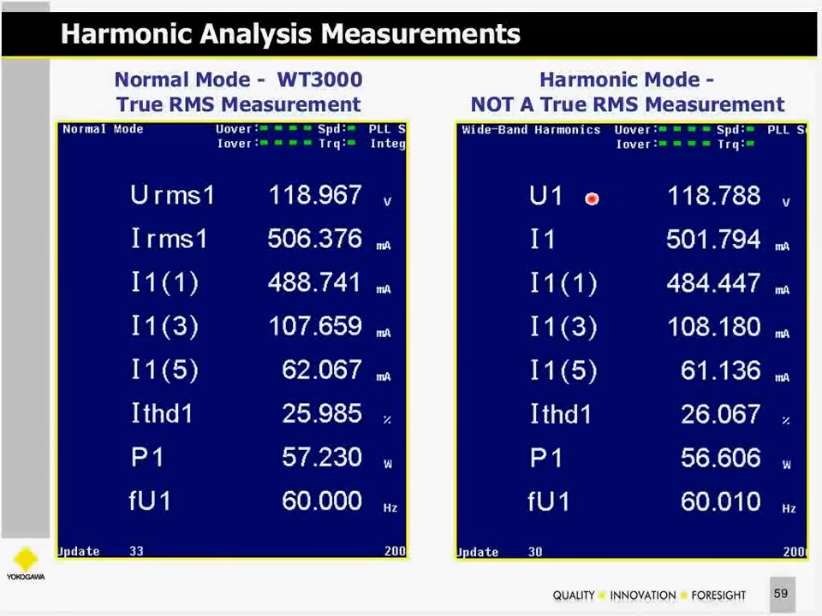If we compare it to some of the older instruments where we went into a harmonic mode, where we calculate the voltage just over the total number of harmonics, you can see this is where the difference comes in. A little difference in the current, and even the harmonic content is calculated differently. So this is not a true RMS mode. In our units, it does not say RMS. It just says U for voltage, I for current. This says RMS, so that's a true RMS measurement. So, like I say, new technology, we're able to run the FFT analysis simultaneously with the normal RMS measurements.